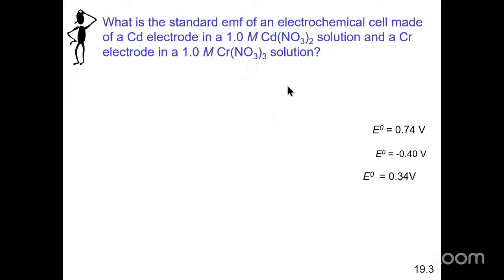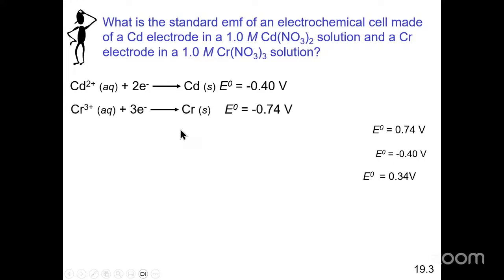Well, the first thing I would do is write down the equations for the reductions of those ions, and look up the standard EMF values for those particular half equations. This is what you're going to end up with. In the case of the first one, Cd2+ plus 2 electrons to give you Cd, the standard EMF value, if you look it up, is minus 0.40 volts. And in the case of Cr3+ undergoing reduction to form Cr, the standard EMF value, if you look it up, is minus 0.74 volts.